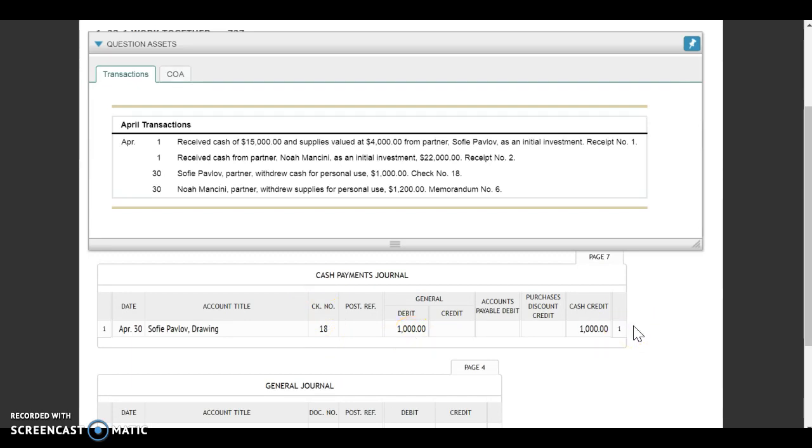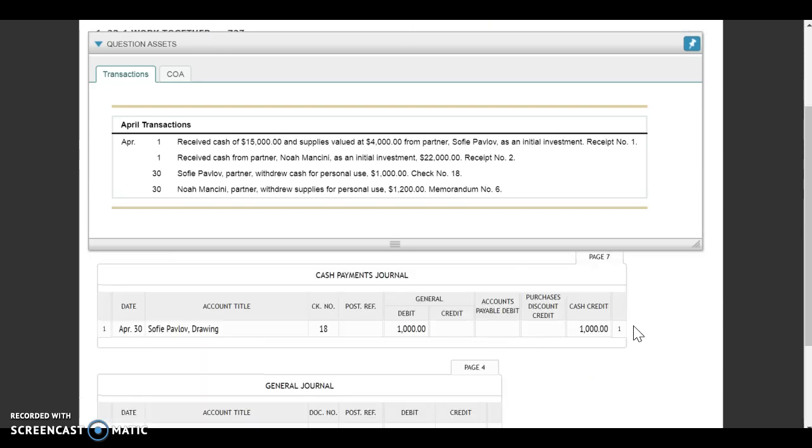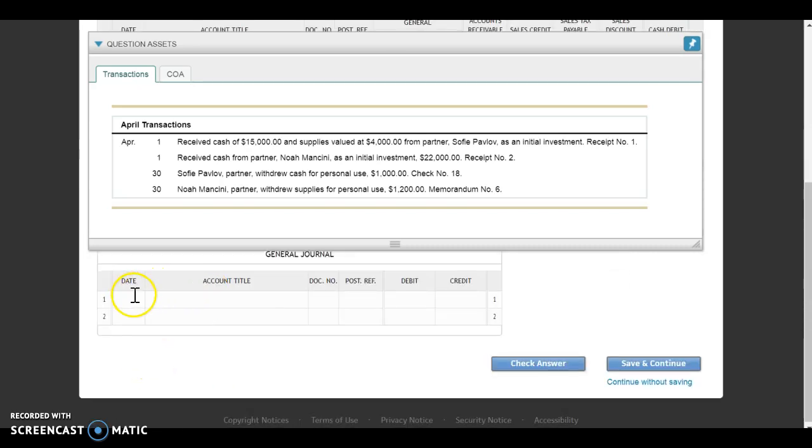Last transaction on April 30th, again, it says Noah Mancini, partner, withdrew supplies for personal use, $1,200, memorandum number 6. So he is also withdrawing something, so we are going to use his drawing account. However, he's not withdrawing cash like Sophie did. He's withdrawing supplies. So that's going to be a general journal transaction.